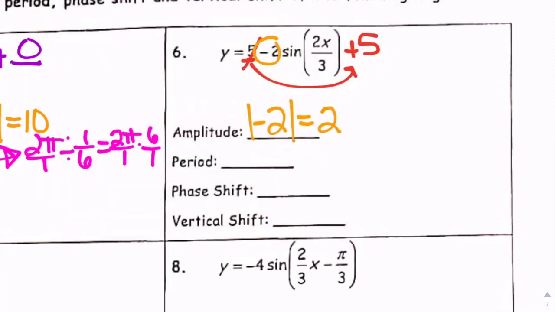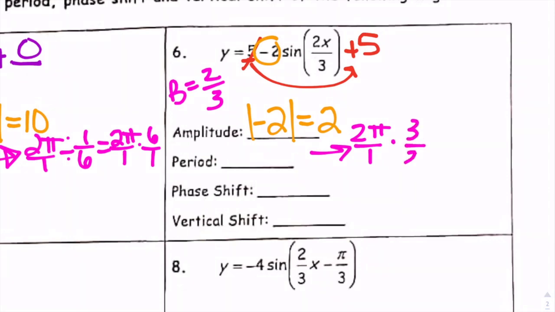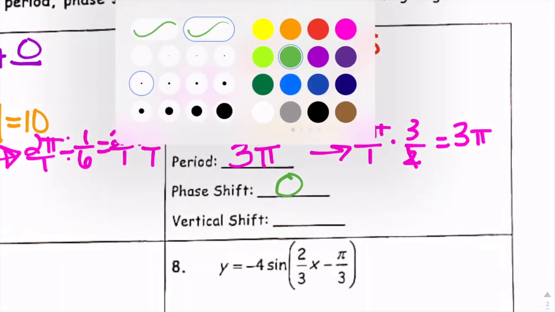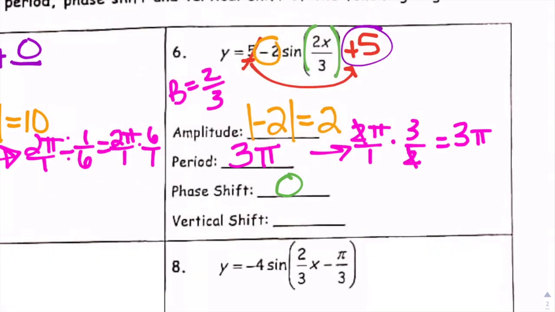Our period, our B value is 2/3, so our period is 2 pi over 1 times the reciprocal of that. The 2's will cancel, so that ends up giving us 3 pi. Our phase shift is if we add or subtract anything in the parentheses here, which we do not, so it's 0. And then our vertical shift is what's being added or subtracted to the end, so it's 5.